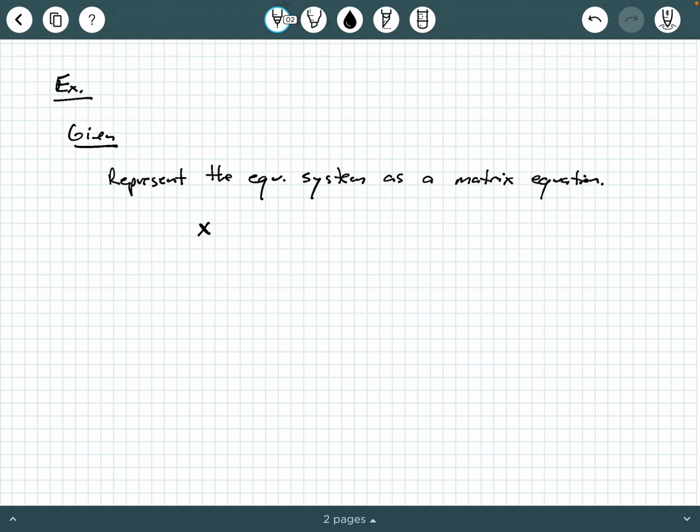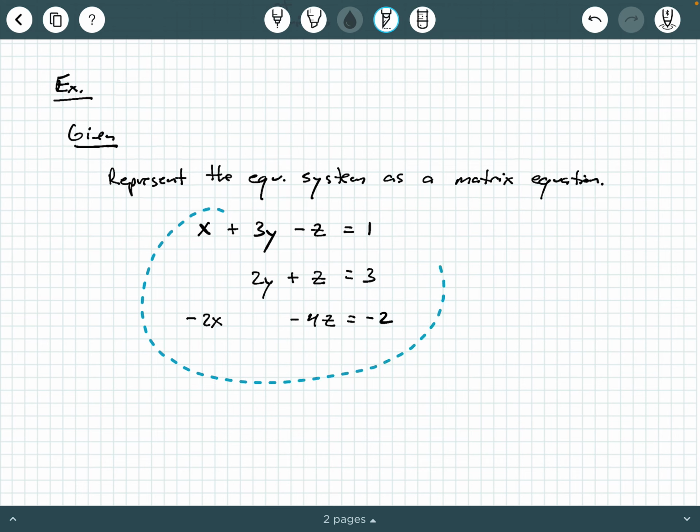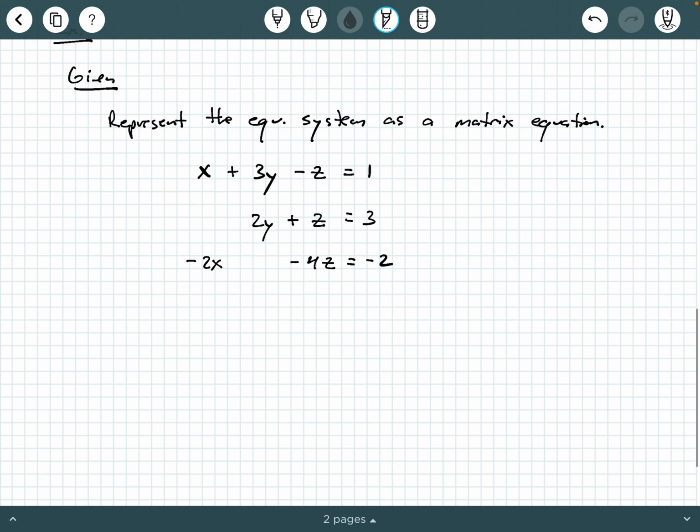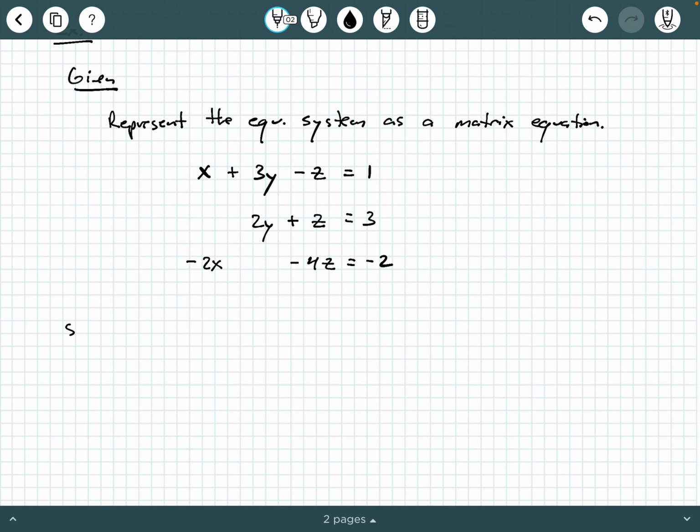Let's say we have x plus 3y minus z equals 1. Let's say we have 2y plus z equals 3, and then let's say I have negative 2x minus 4z equals negative 2. Okay, I just made this up. But what is this? This is a system of 3 equations, and you have 3 variables, x, y, and z. Now, some of the coefficients are 0. That's okay, but I've written this in an organized form.